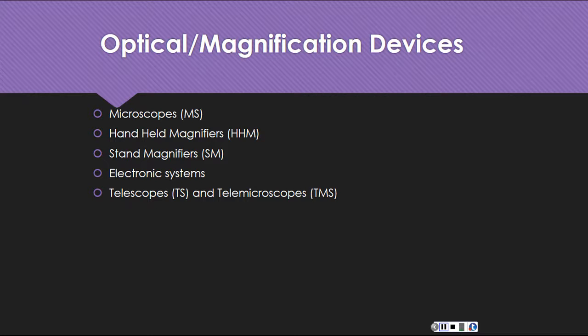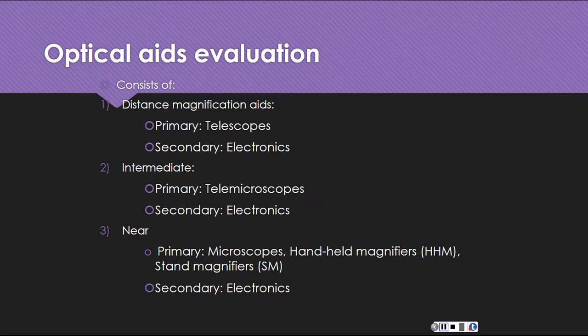Stand magnifiers and electronic magnifiers are good devices for prolonged reading. We'll take a look at those in a few weeks. And then our distance and intermediate devices would be telescopes, similar to a pair of binoculars but just using one side, or a telemicroscope where it's adapted for an intermediate distance. So these are all the devices that we're looking at over the next few weeks to make sure you feel comfortable being able to prescribe those when you get into clinic.